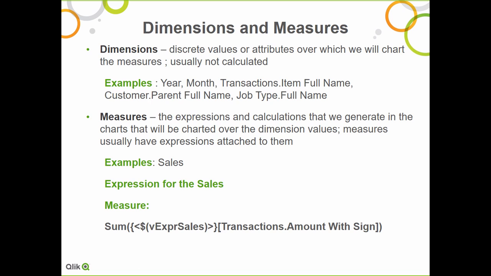So, dimensions and measures. Let's understand what dimensions are first of all. Dimensions are generally field values that come in, and they're going to be either discrete values or attributes that we're going to chart over. So they can be parameters such as year, month, some sort of transaction full name, maybe a customer name, job type name. Those are examples of dimensions, where they're not generally calculated values. So when you ask the question, what am I going to chart over? Am I going to chart over year or month or customer? That is going to be your dimension.